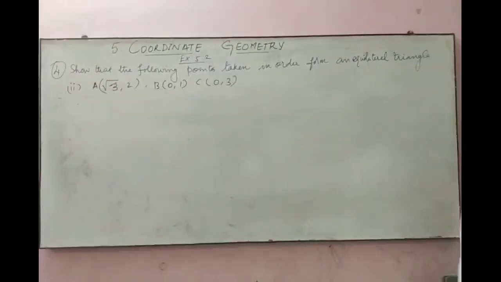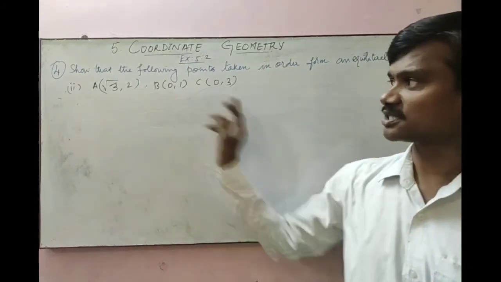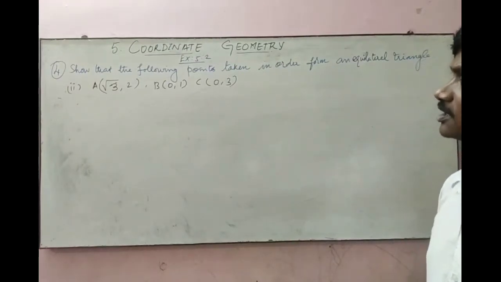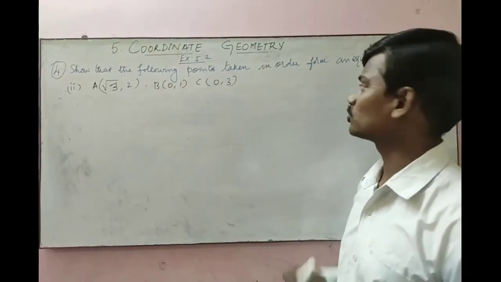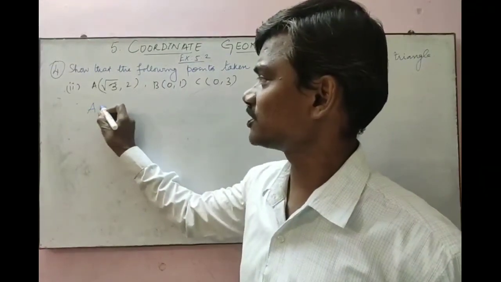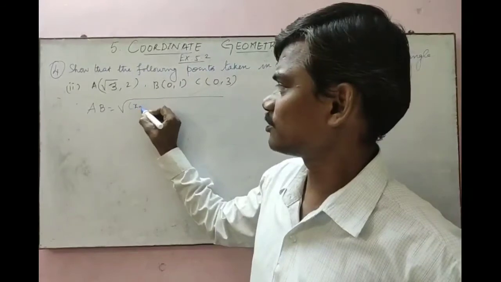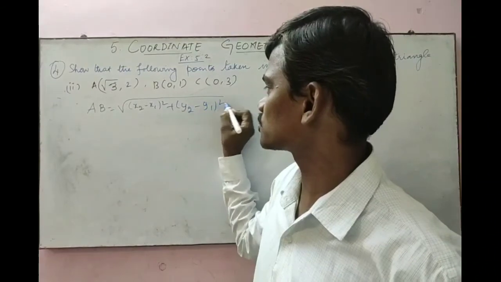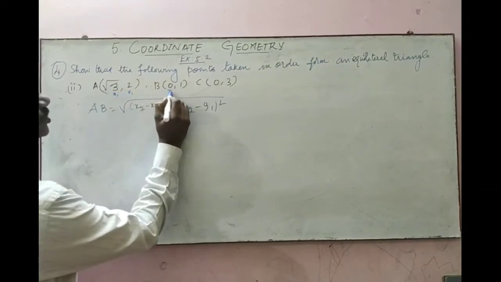Show that the following points taken in order form an equilateral triangle. Equilateral triangle means all sides are equal. So we have to find the three sides, AB, BC as well as AC. All these three should be equal. Then only we say the given points form an equilateral triangle. So first I am going to find the distance between A, B. The same formula, I am going to write the formula one time. x2 minus x1 whole square plus y2 minus y1 whole square. Keep the first point as x1, y1, B as x2 and y2.